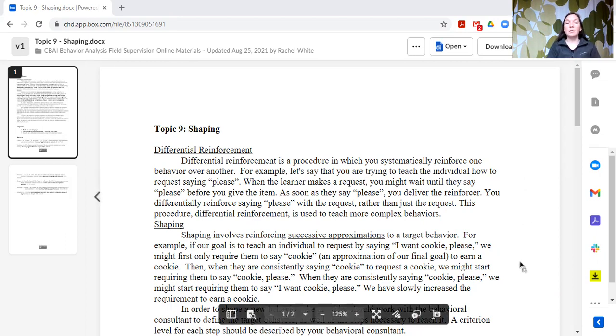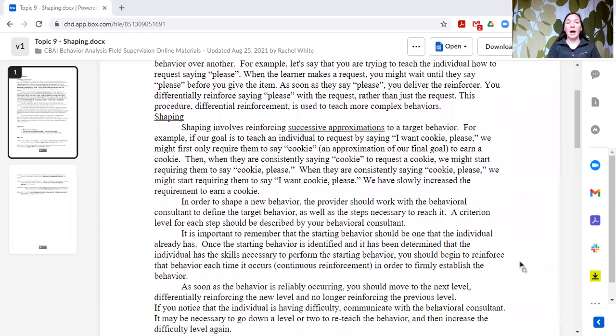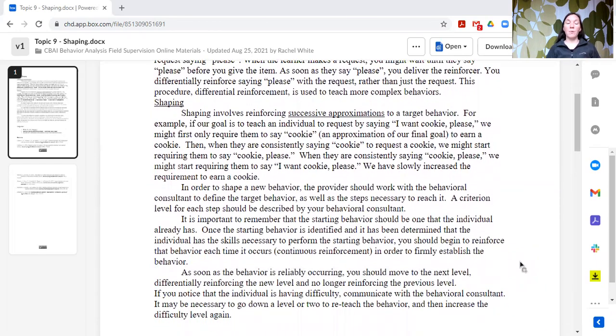When we start to shape a behavior, we want to make sure that we are starting at a level that is something the learner can already do. So if my learner can already, I'm going to just use vocal as examples, if my learner can already say ma, ma, ma, great, then we're going to start with that. So if we wanted to eventually have our learner say mom, for example, we would start with ma, ma, ma, and we'd be like, yes, that's mom, good job. And we'd reinforce, you said mom.